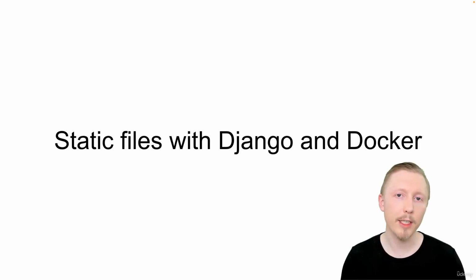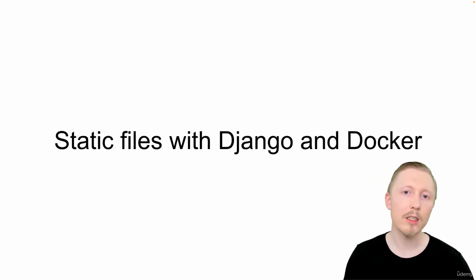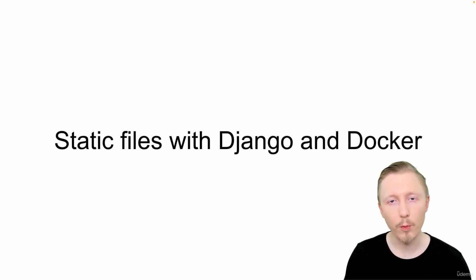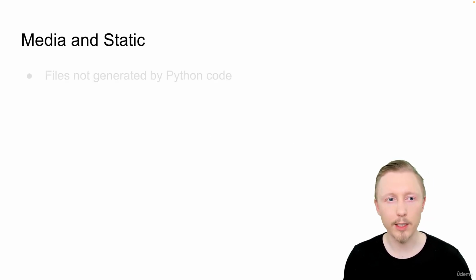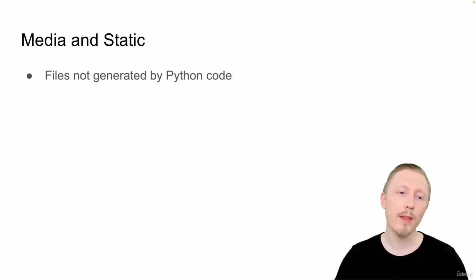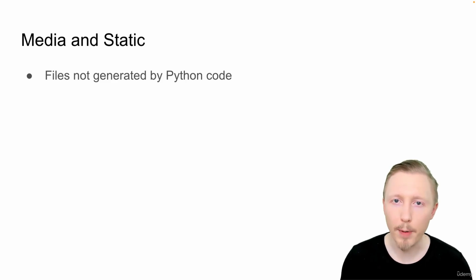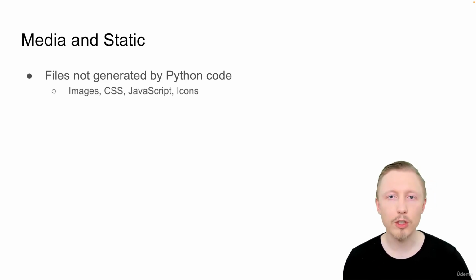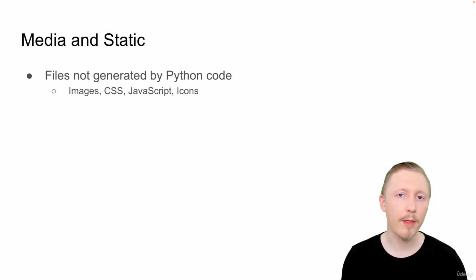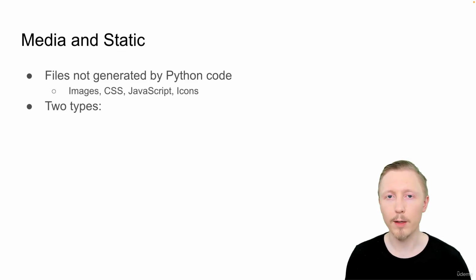In this lesson, I'm going to explain to you how static and media files work with Django and Docker. So media and static files, what are these files? Well, these are files that are not generated by Python code. They include things such as images, CSS, JavaScript, or icons that may be needed for your project. There are two different types of these files.